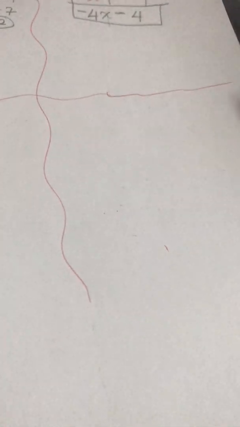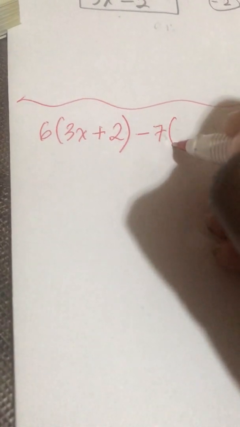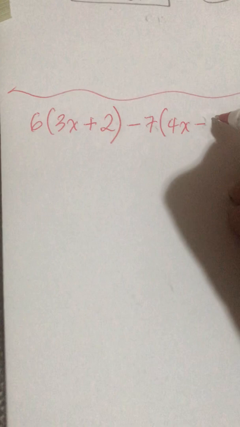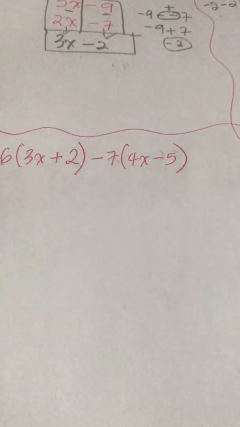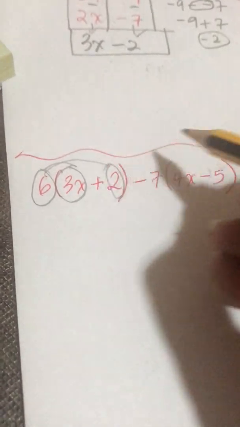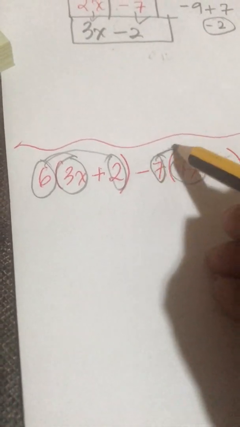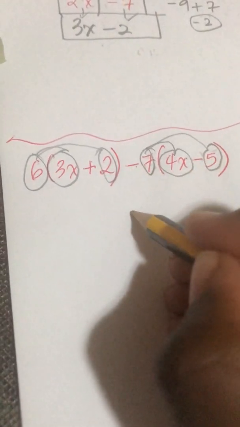Maybe I should do 5 examples, but no, I don't need to. We need to do one with distributive property. Okay, let me write one with distributive property. All right, on both brackets. So we have 6 times 3x plus 2, minus 7 times 4x minus 5. Let's say this is the question. So 6 with 3x, 6 with 2, 7 with 4x, 7 with 5. This minus is still here.